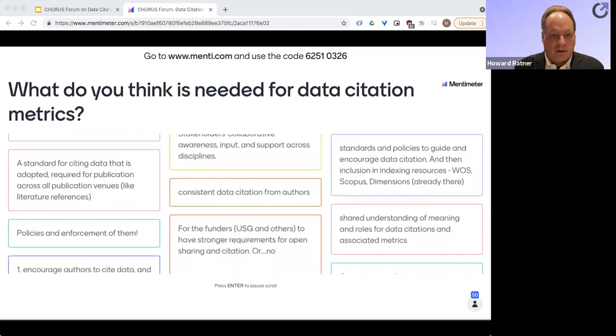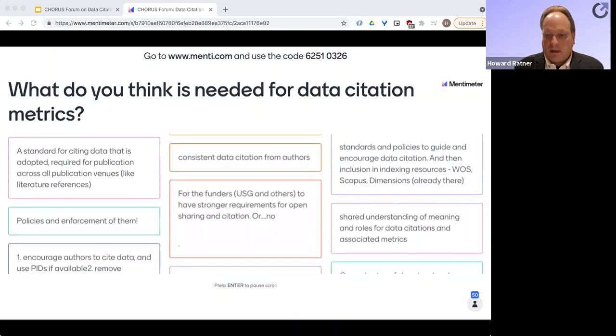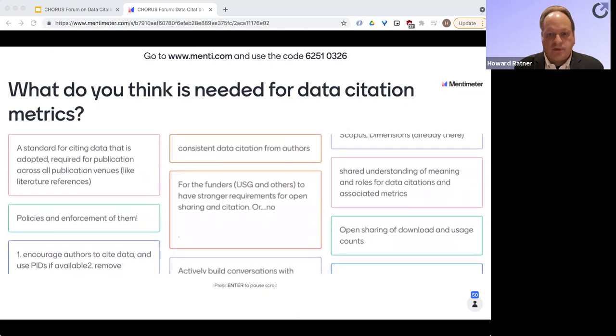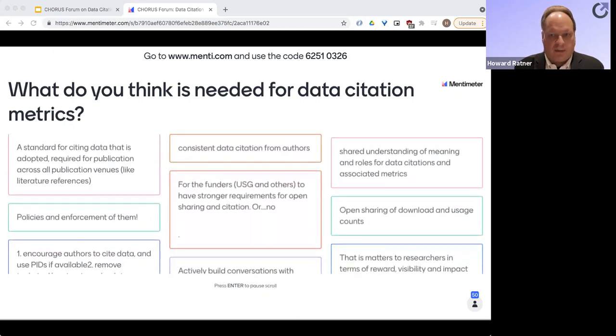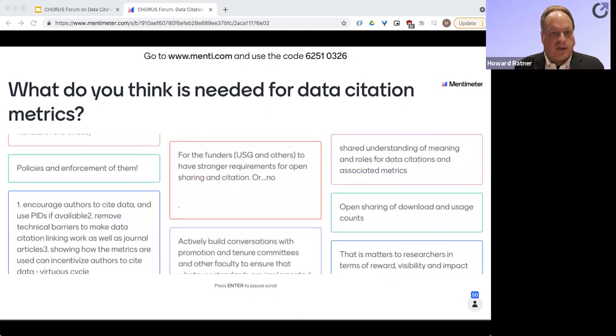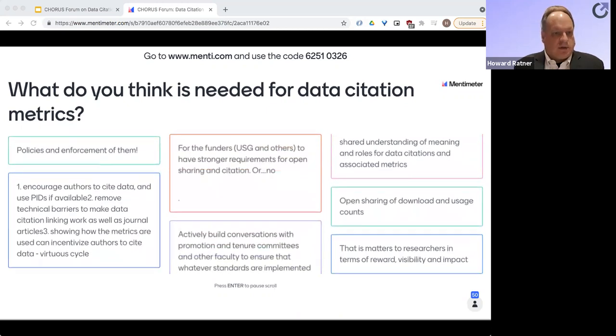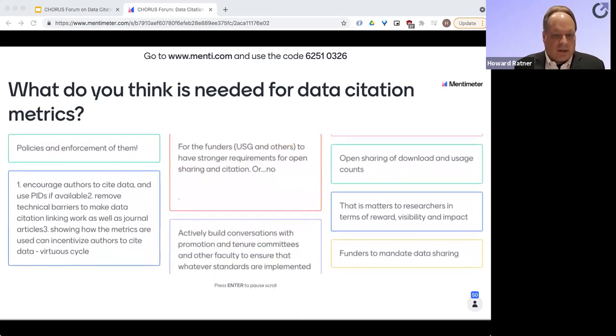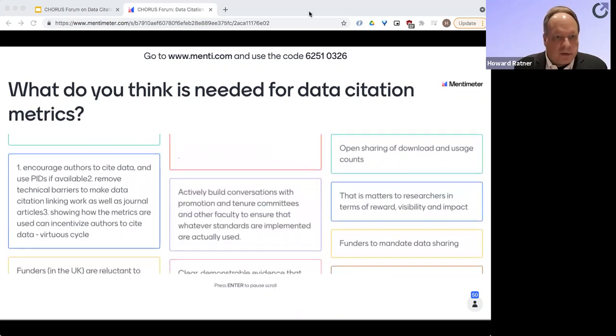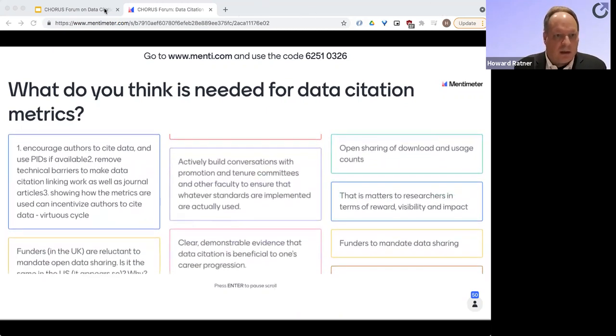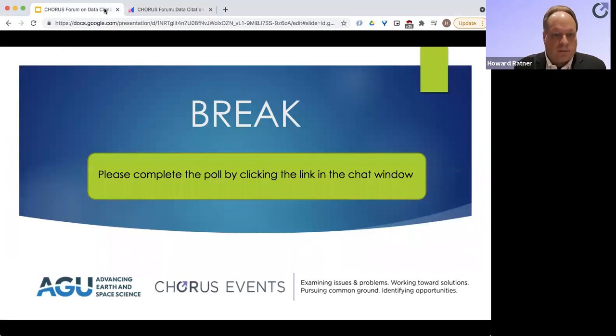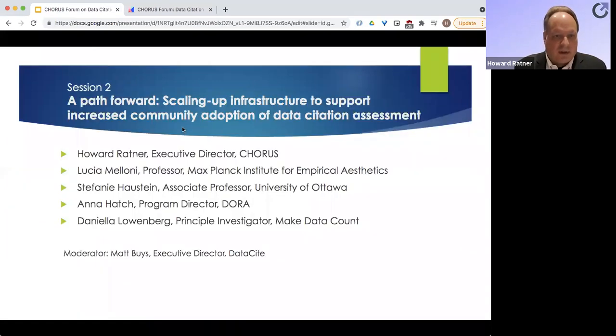All right. It looks like the Mentimeter has capped out at about 50 people contributing. Thank you all very much for that. We will be publishing the Mentimeter results along with our summary of the event afterwards, and we'll get to that as soon as we can. So I'm going to move us along here.